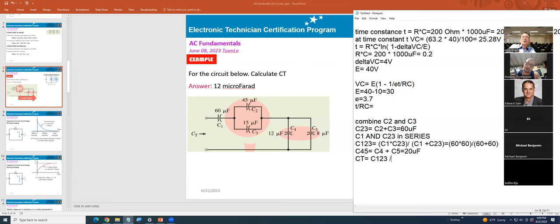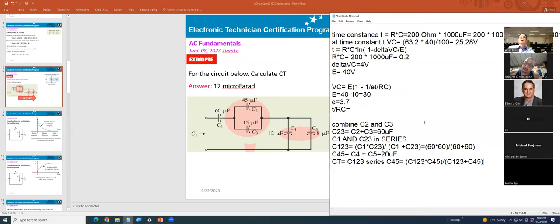C123 series with C45, sorry. C45, okay? And the formula will be C123 times C45, everything divided by C123 adding C45. That is how you can get it.